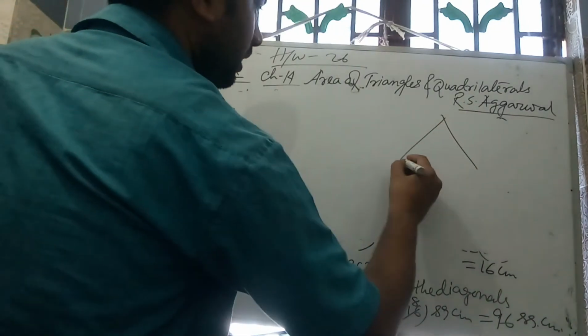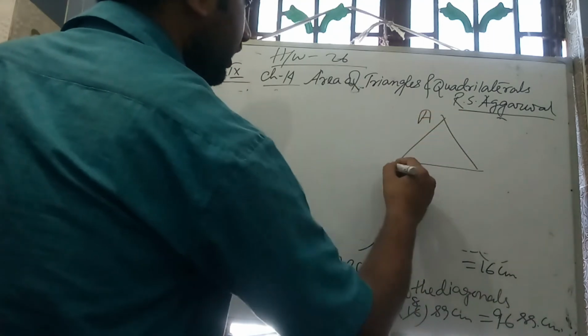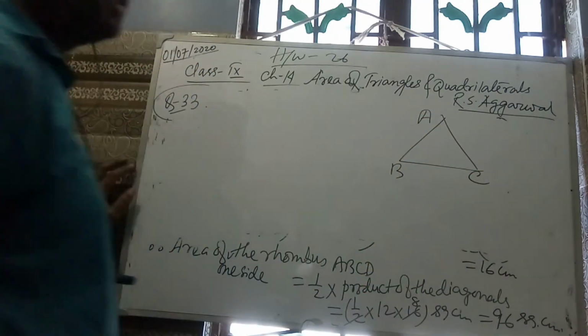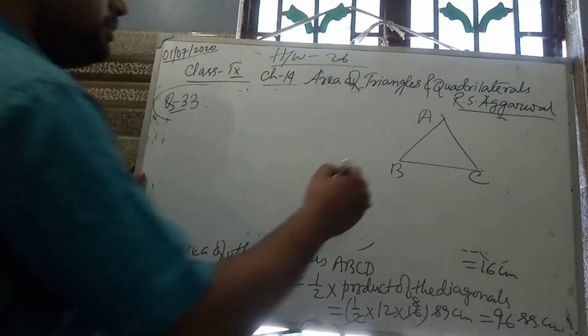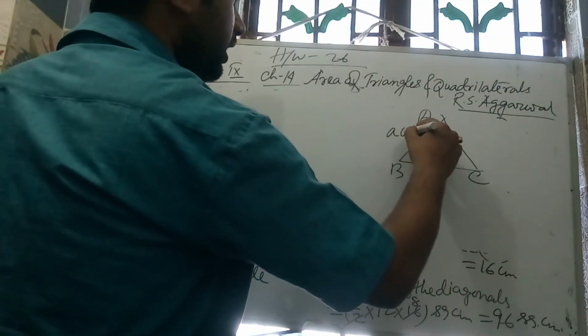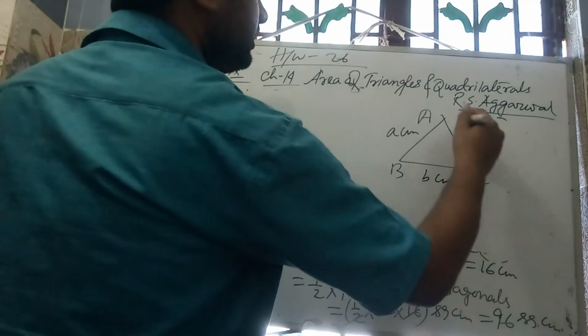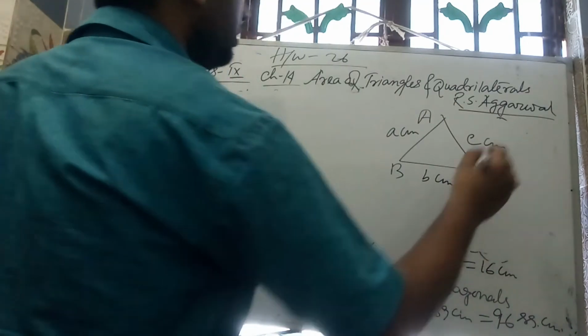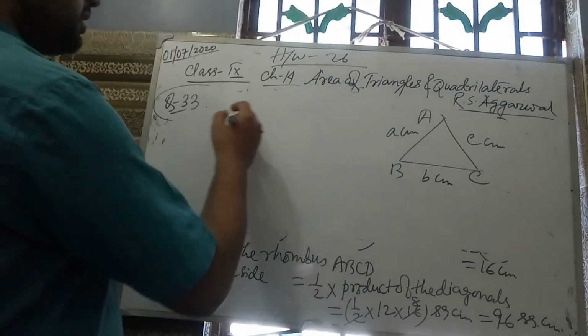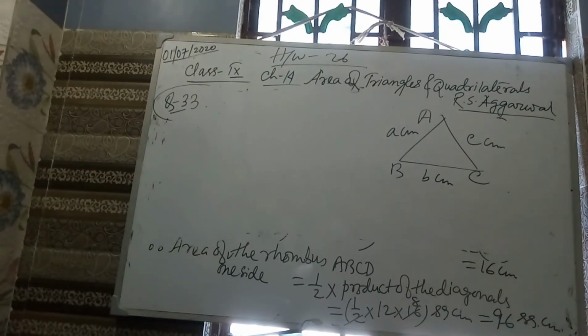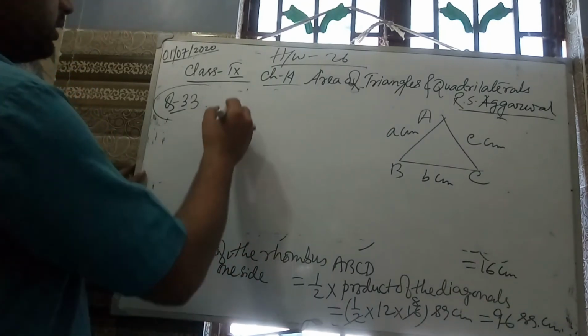Let ABC be the triangle. It is already given. Let AB equal to a centimeter, BC equal to b centimeter, and CA equal to c centimeter. And S be the semi-perimeter. So write down all the things.